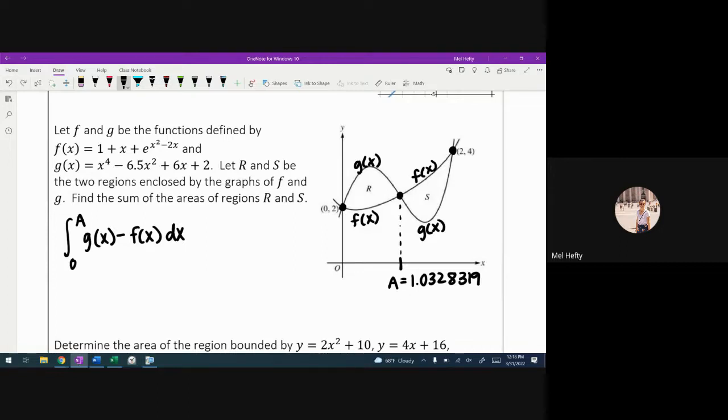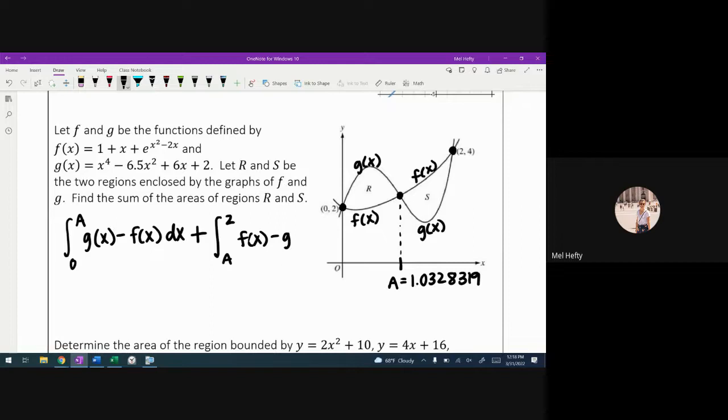Benefit. All right, now I'm going to add on the area for S. What's going to change? All right, A to 2, my bounds will change. What else? F of X minus G of X.